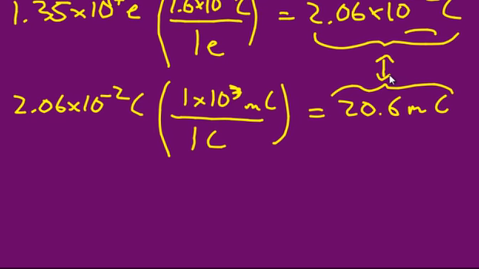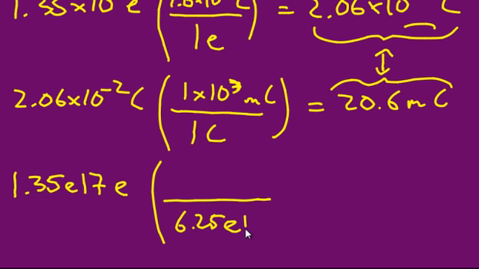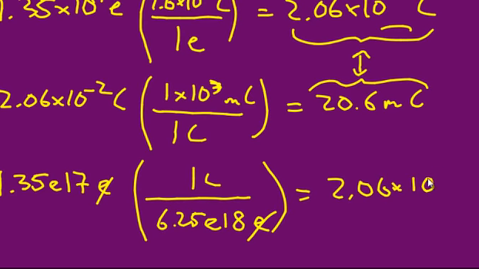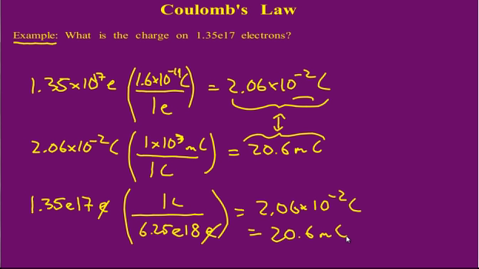There is one more way you could do this problem, and that is to use the first number that I introduced to you on the previous page. Instead of multiplying by 1.6 times 10 to the negative 19, you could divide by its reciprocal, which is how many electrons in a coulomb. When I multiply through here, the electrons cancel, and I'm going to get the same number, 2.06 times 10 to the negative 2 coulombs, which is still 20.6 millicoulombs.